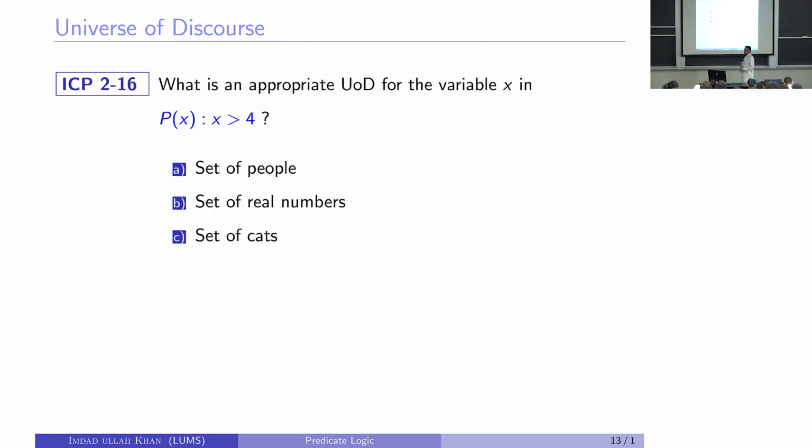Okay, so here is a question. I have a statement P of x, x is bigger than 4. Which one of these 3 is a more suitable universe of discourse for the variable x? Set of people, set of real numbers, or set of cats? So everyone knows, right? If it is so clear from the context, we won't explicitly say it, but it has to be clear.